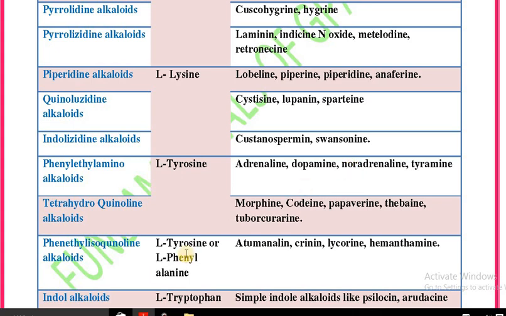Okay. The next one is tetrahydroquinoline alkaloids. They are also derived from L-tyrosine. Examples are morphine, codeine, papaverine, thebaine, tuberculin. Okay. So quinoline alkaloids or tetrahydroquinoline alkaloids are derived from the tyrosine amino acid. Examples: morphine, codeine, papaverine, thebaine and tuberculin. Okay.